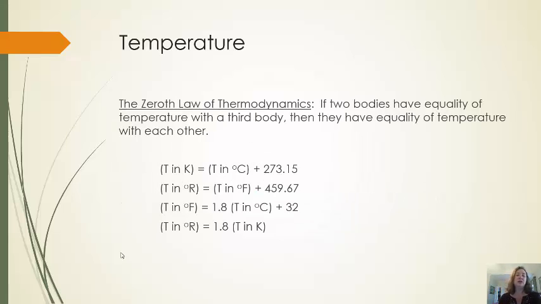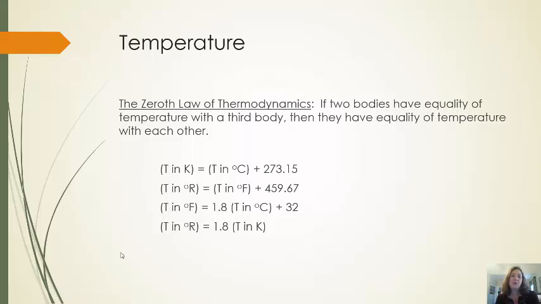Temperature: you know temperature in degrees Fahrenheit and temperature in Celsius. We also have a couple of other things. Absolute temperature is one, and then there's something called the 0th law of thermodynamics. Let's first talk about the 0th law of thermodynamics. It's the 0th law because it's so fundamental to everything else in the course, so you sort of just need to accept that this is true.